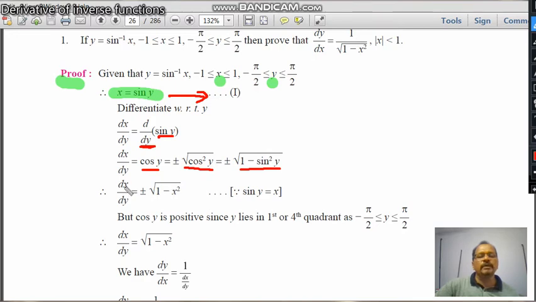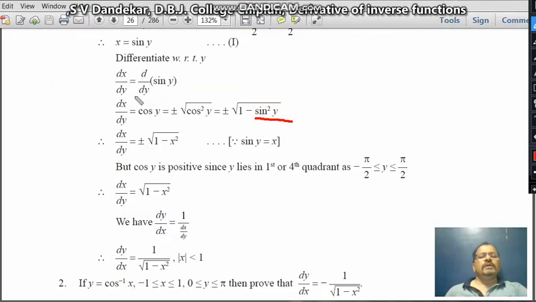Sin y means x, putting it here I get dx by dy. Sin y is equal to x. Putting here we get dx by dy is plus or minus under root 1 minus x square. But cos y is positive since y lies in first or fourth quadrant. First quadrant from 0 to pi by 2 and fourth quadrant from minus pi by 2 to 0. Therefore, in first and fourth quadrant cos y is positive because the derivative is cos y. Therefore, I am taking this dx by dy as positive square root of 1 minus x square. So, dx by dy is positive square root of 1 minus x square.